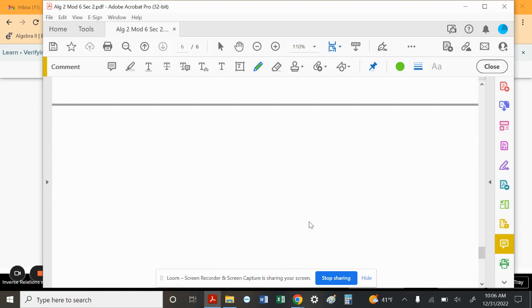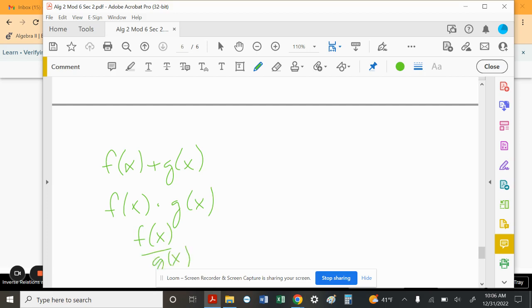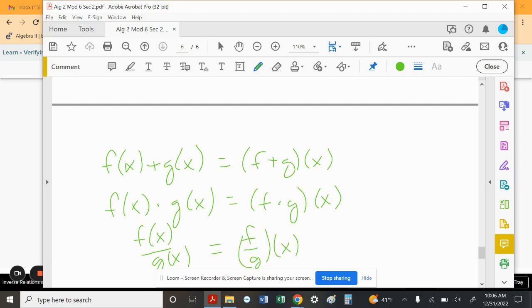So we've had f of x plus g of x. That just means we're adding. Of course, subtracting is the same thing. We've had f of x times g of x, and we had f of x over g of x. Now, we've written them different ways. We did f plus g of x, which was from the last section. We've had f times g of x, and f divided by g of x. So just different ways to write them.